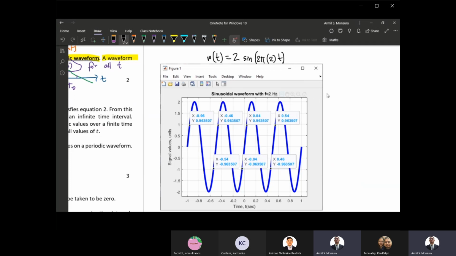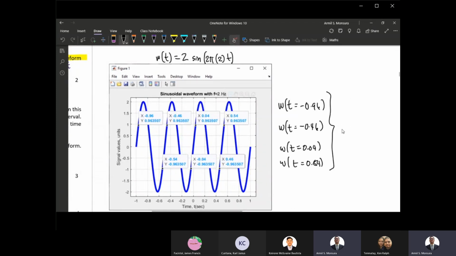Ngayon, napapansin natin na yung value ng waveform ninyo at t equals negative 0.96, at t equals negative 0.46, at t equals 0.04 and at t equals 0.54, lahat yan napapansin natin na equal sa iisang value, which is 0.963507.